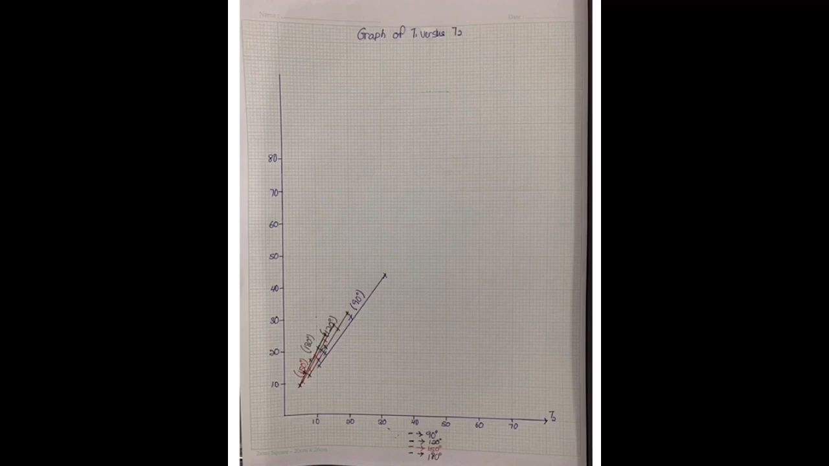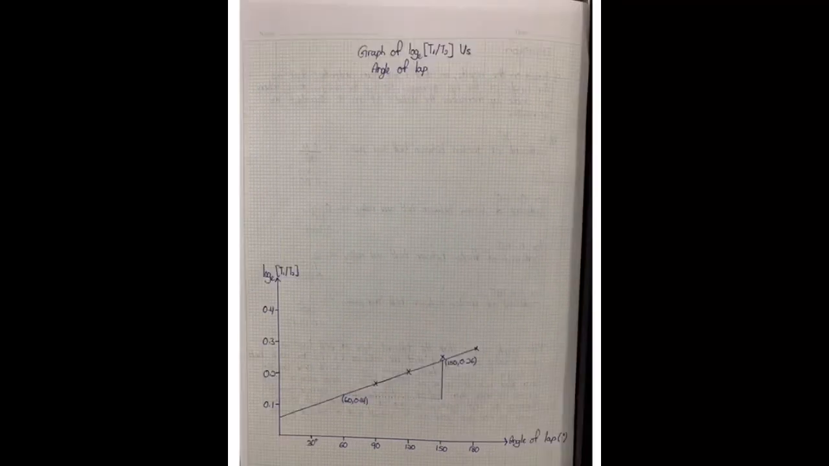Next, I will be discussing the second discussion of the topic. For the second discussion, I have plotted a graph of log T1 over T2 versus angle of lap, and the data was based on test 1. For further explanation, I have calculated the values of the coefficient of friction of the flat belt and reviewed the results. It was calculated individually for each of the angles.